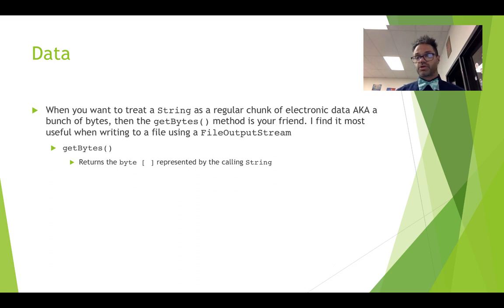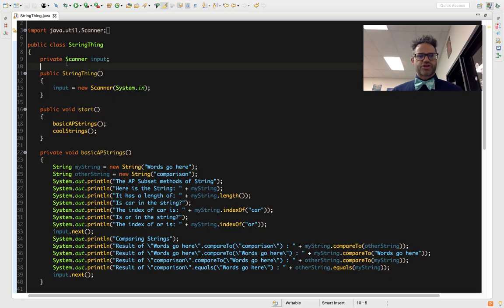Let's go ahead and take a look at some code so we can see how this is going to work. So we have the string thing class right here, so we can actually see those examples we just saw in the lecture in code. As you can see, I've got a scanner input right here so I can split between screens and pause what we're working on. My start method calls two methods. We can actually demonstrate these components.